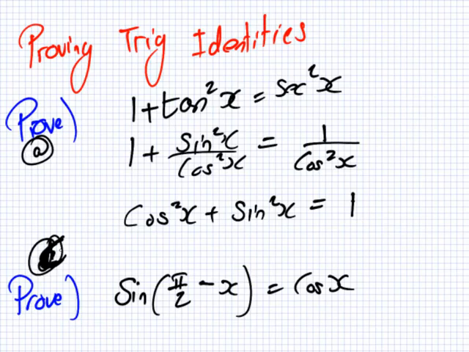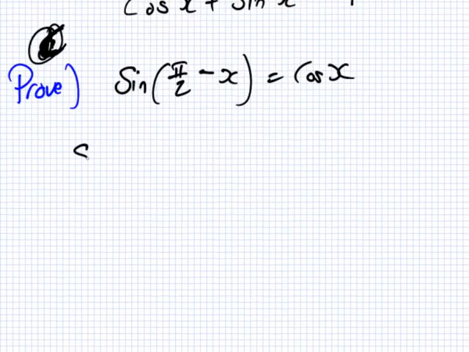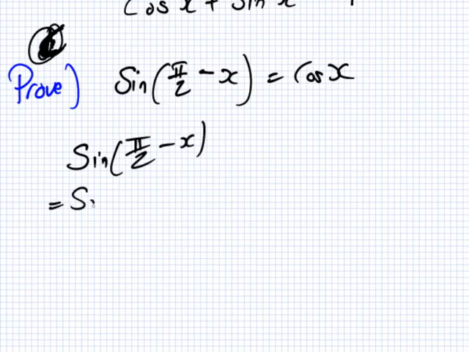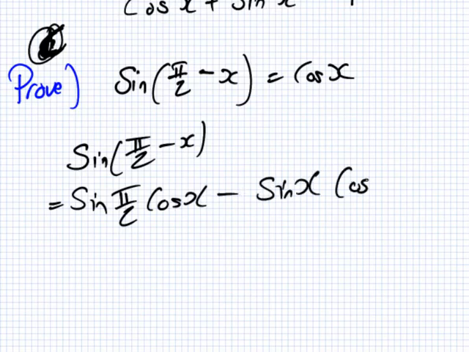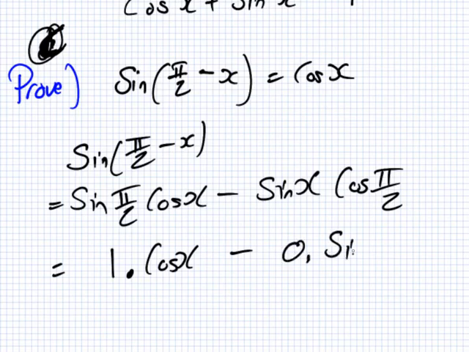Because I have a compound angle rule I can use on the left. Hopefully I can simplify it to cos. So we start with sine pi over 2 minus x. That is sine A cos B minus sine B cos A. Sine pi over 2 is 1. Cos pi over 2 is 0. This is 1 cos x, which is cos x, minus 0, which is cos x.